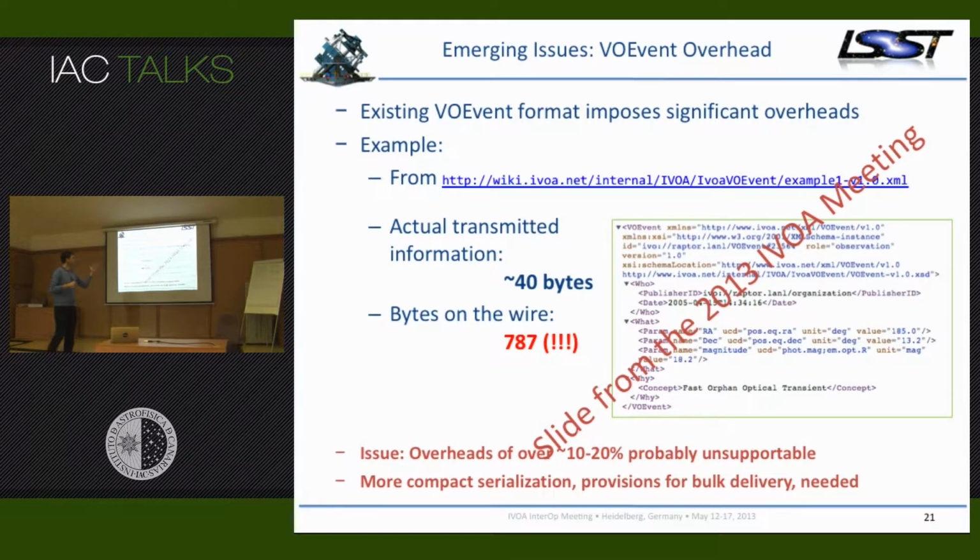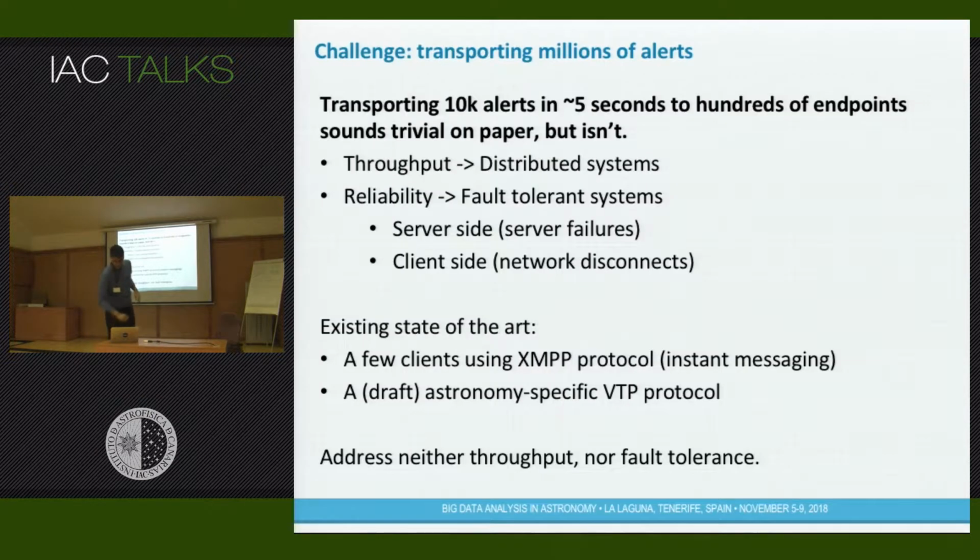So in this example, to send 40 bytes of information in XML, I needed 787 bytes of actual text in XML. That means if I have to send 300 gigabytes of information, I would have to be sending terabytes of information out if we try to encode it in this format. So this is one of the things that we were worried about at the time. And I said, overheads of over 10 to 20% are probably unsupportable.